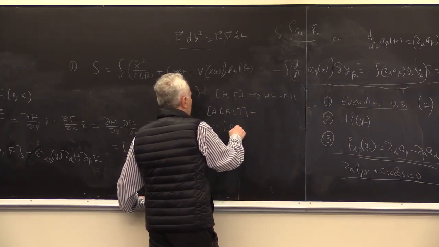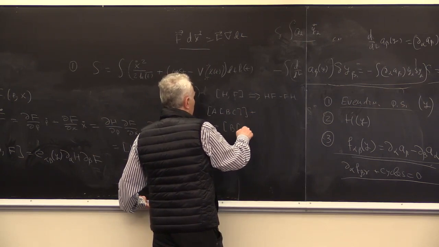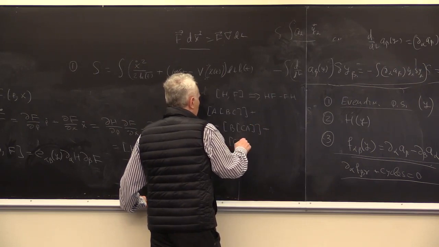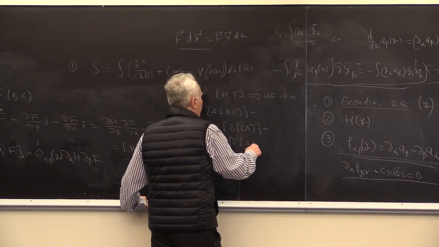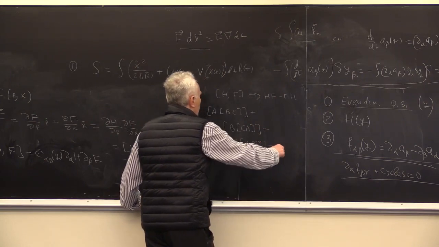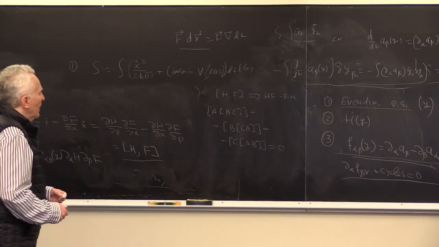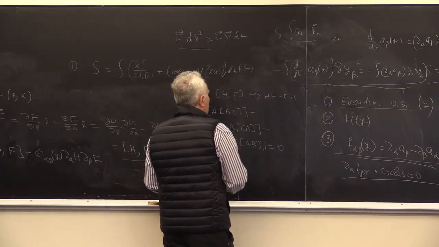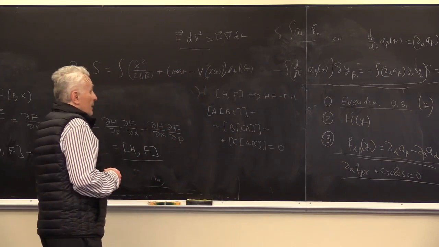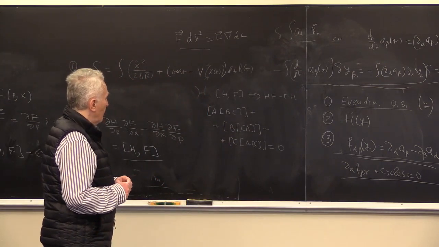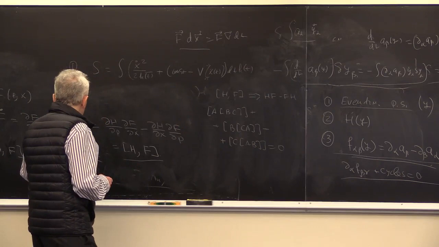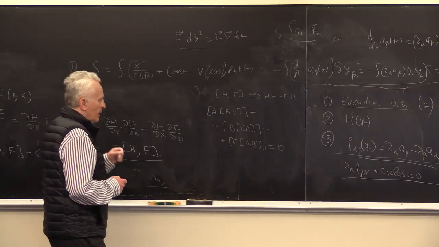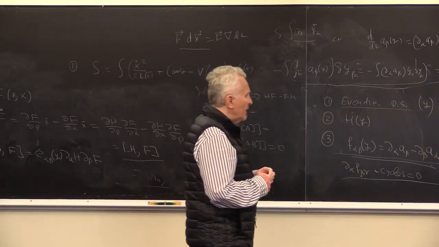ABC plus BCA plus CAB is 0. This is called the Jacobi identity. You can prove it in a straightforward way using the definition, but it's quite tedious.